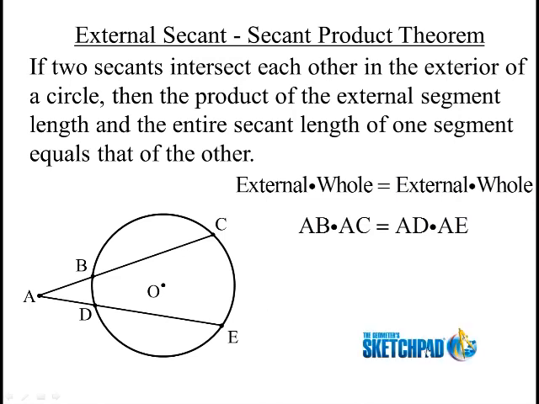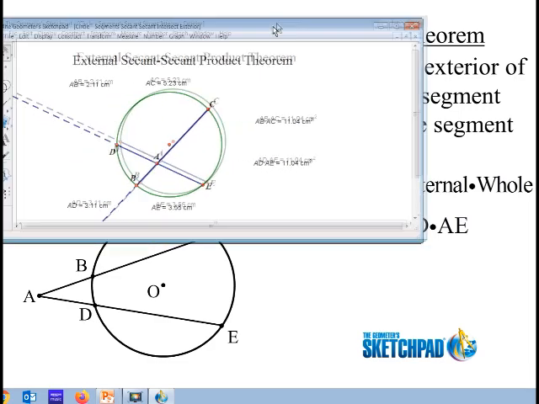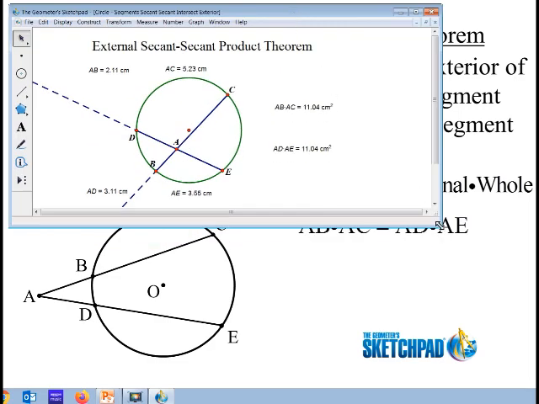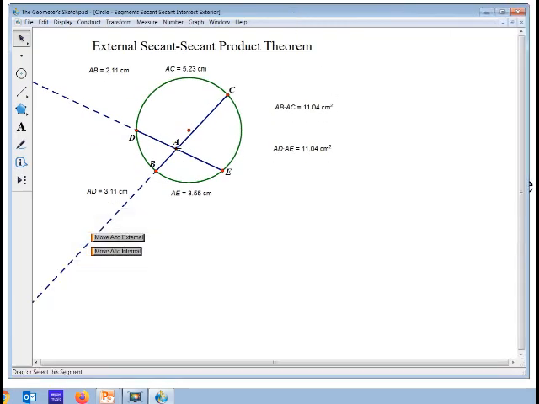Okay, so let's take a look at this in Sketchpad. I'm going to start by reviewing when the point of intersection is inside. The product of AB, which is this segment, and AC, which is this one, multiplies to 11.04, and then AD and AE multiply to the same thing.